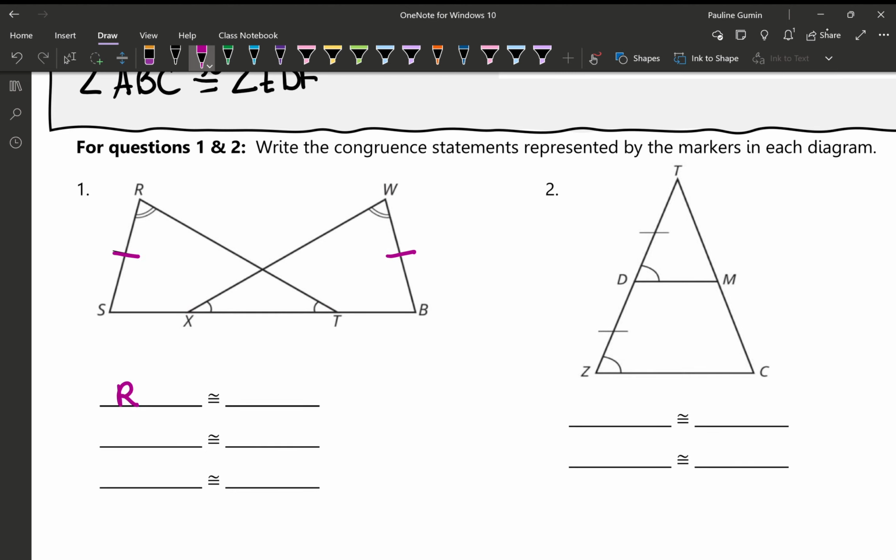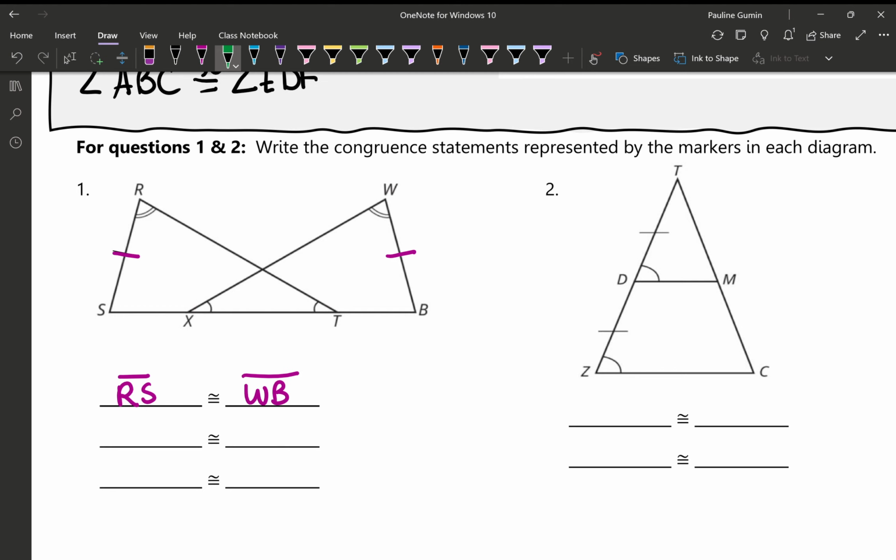I got side RS congruent to WB. I could have also written WB and RS on the opposite sides. I could have switched the letters. That's okay. So again, could be a little different than what you see from your peers if you missed a day or if you're going over this lesson on your own.